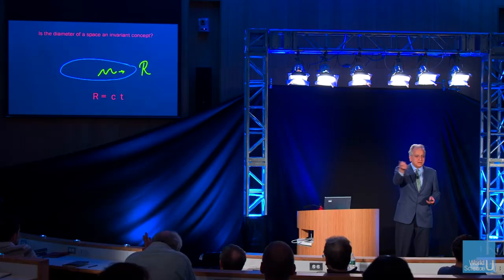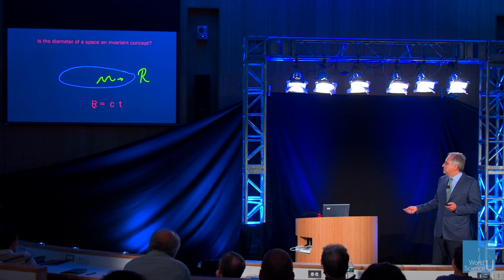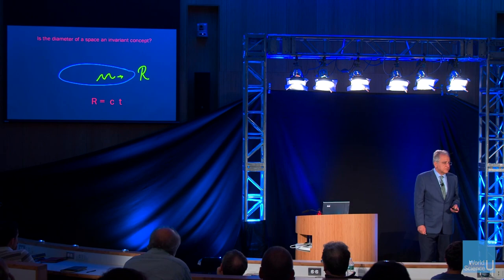So for example, if you have a circle and you want to measure it, one way of getting the radius is to send a light around it and measure how long it takes to come back. This gives you a notion of the diameter of the space. More precisely, the radius is the speed of light times the time it takes. So you can find out the diameter of the space, and there's a natural notion of it which makes sense.